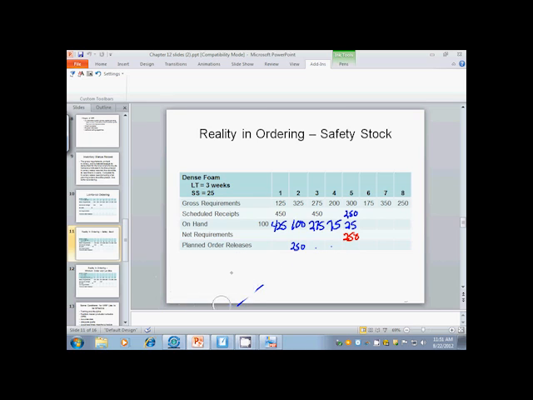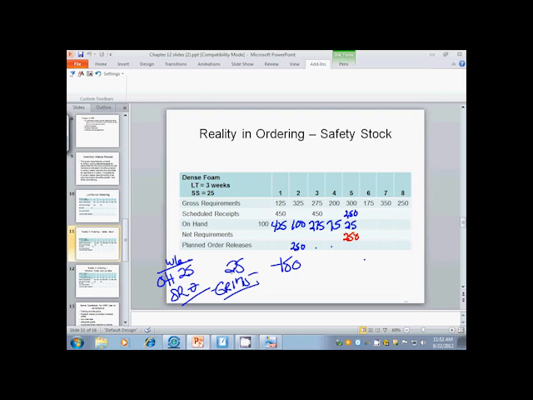Moving along to week 6. Week 6, we said that we had on hand left over at the end of week 5, 25 units. At this time, no scheduled receipts. So we have 25 units that we can use. We have gross requirements, what we plan on using in week 6, of 175. That means I'm short 150 units.